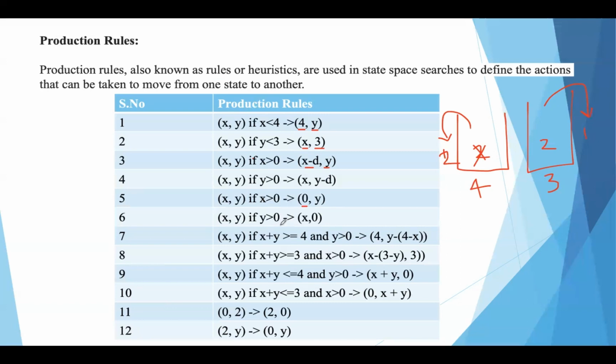Similarly, the sixth one: pour all the water from the 3-liter jug outside, and there is no constraint on x. So out of 2 liters of water, you pour all the water outside and there is nothing left. So you empty the 3-liter jug on the ground. Seventh rule: if x plus y is greater than or equal to 4, say, let us take two more jugs here.